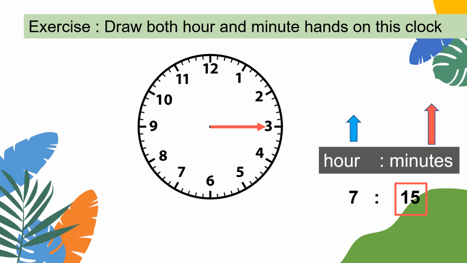Now we do the hour hand, the second step. To do the hour hand, look first at the minute hand. As you can see, we have 15 minutes, which is less than 30. So that means your hour hand, the 7 o'clock here, will point exactly at 7. So this is how you do 7:15.